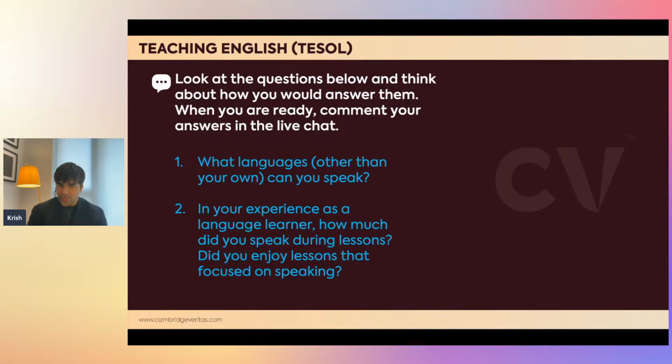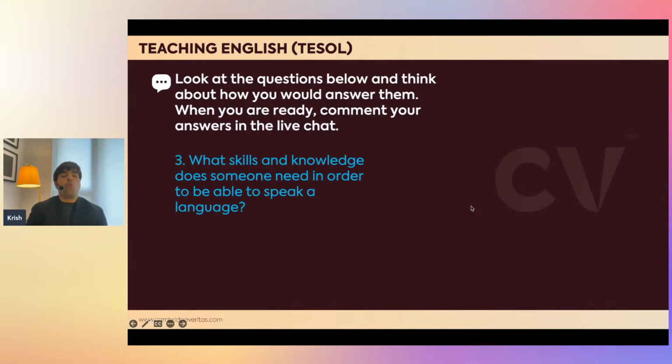Let's move to third question. In total, there are four questions. So the third question is, what skills and knowledge does someone need in order to be able to speak a language, not just English, but any language for that matter? Whatever your answer is, put it in the live chat. In my opinion, I think what you need is a supporting atmosphere, supporting environment. It's not a skill, I know, but I think it really helps.